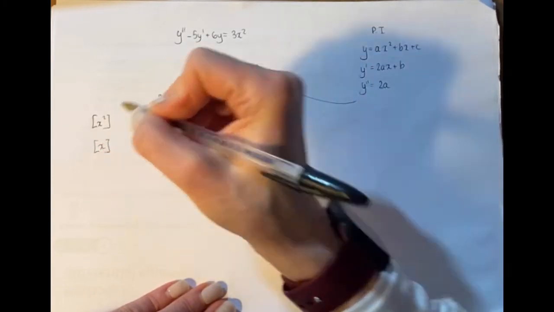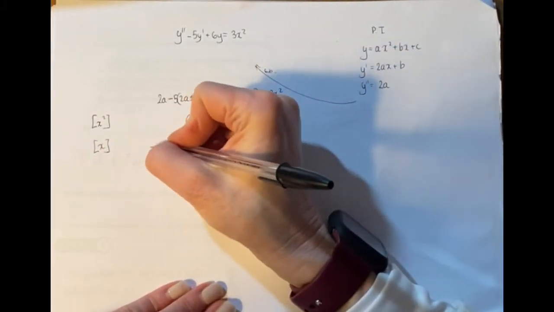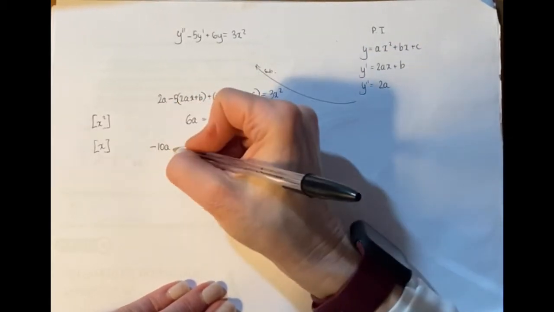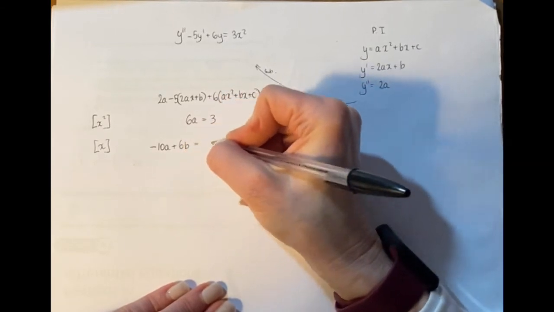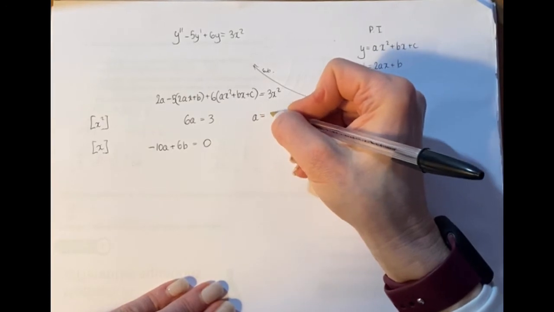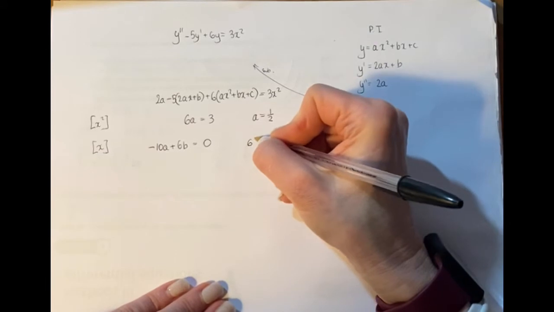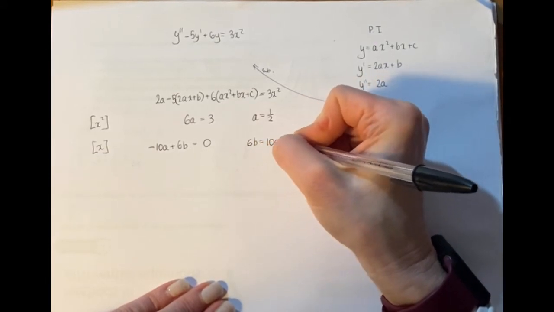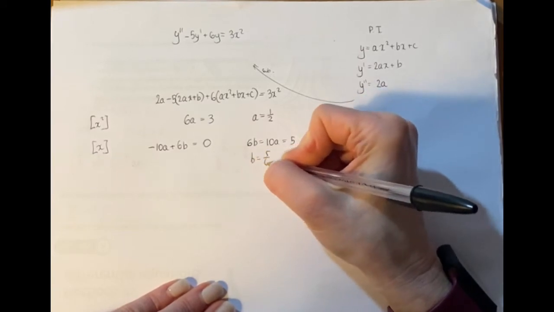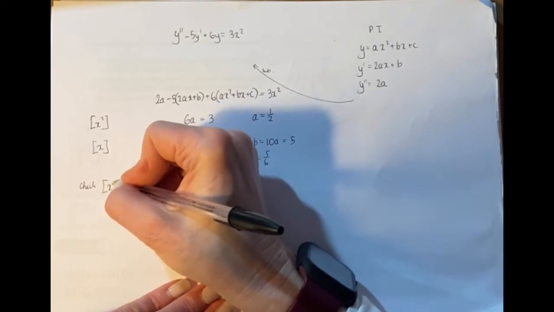Well, let's compare the x's. So here I've got minus 5 times 2a, so minus 10a. By all means expand it first. 6b plus 6b, and that's equal to 0. That should be enough information. You can use the constant term to check whether we are right. So a is equal to 1/2, 6b is equal to 10a, and that's equal to 5, so b is equal to 5/6. We could check by comparing the constant terms.